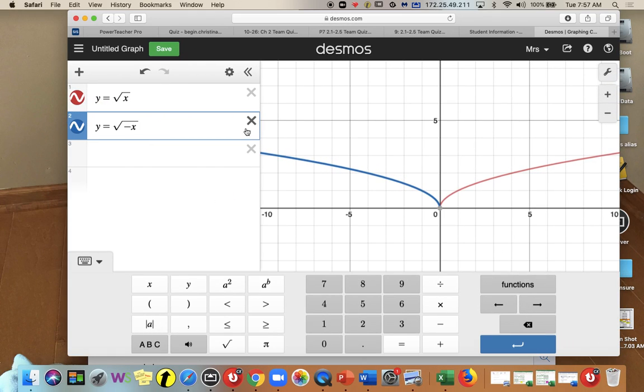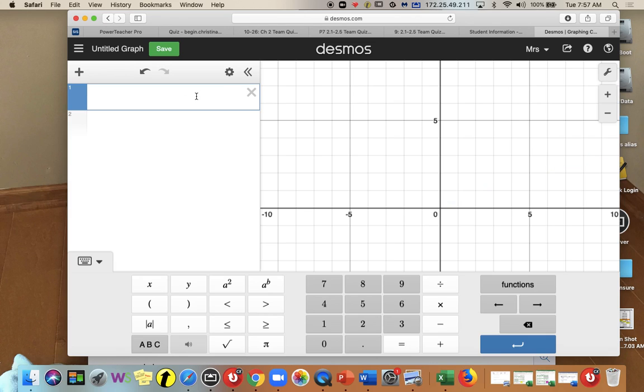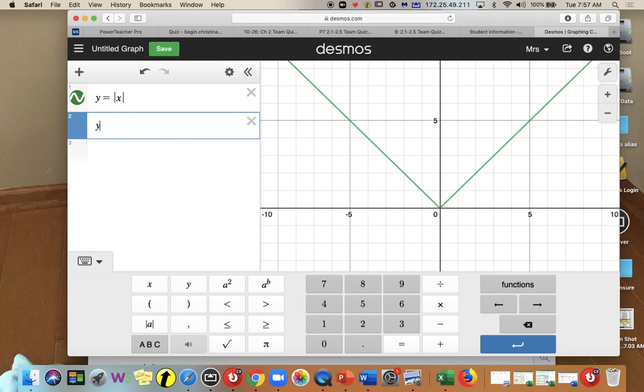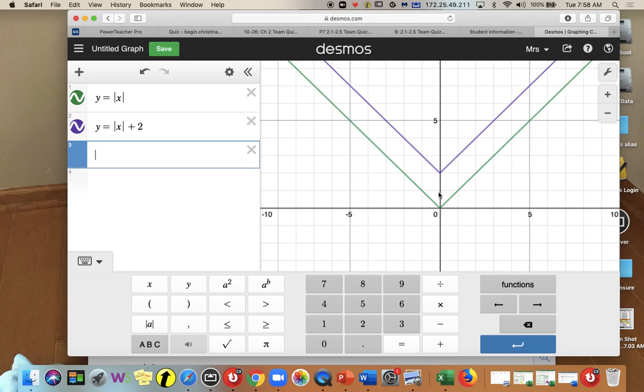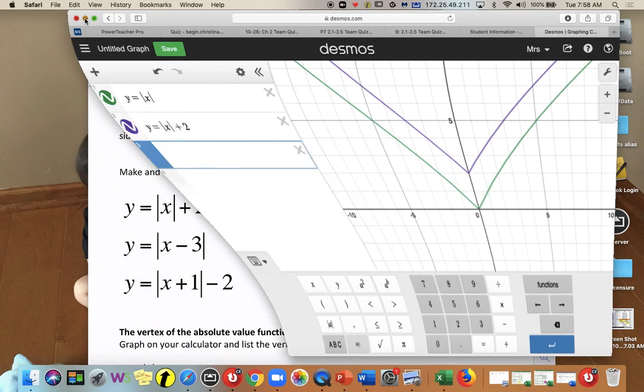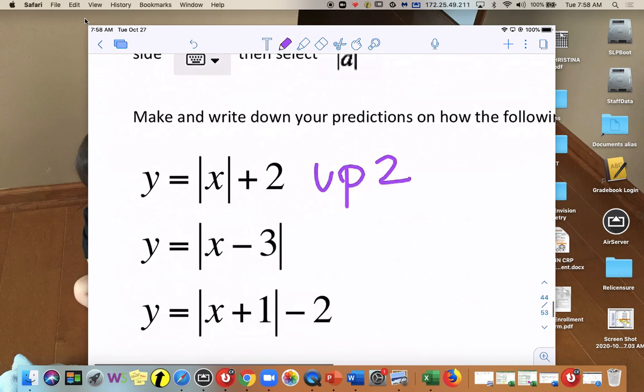So I'm going to just type in the parent function. Again, the parent function would be y equals the absolute value of x, and here's that absolute value with the 2 lines in the A. So there's your parent function, the V-shaped graph. Let's see what happens if we add 2 to that. And we can see, yes, it does shift up 2 units. And so if you made that prediction, you'd be correct.